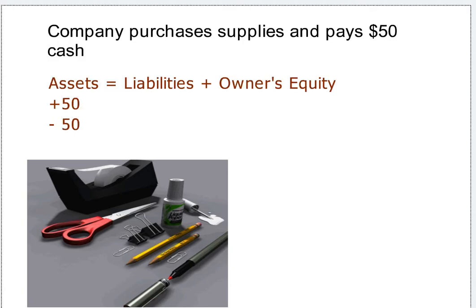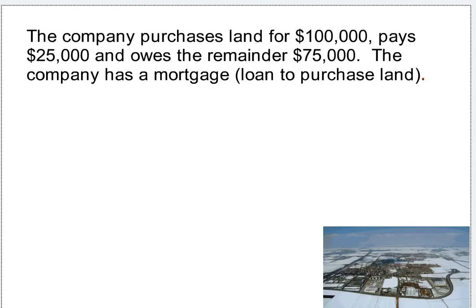Looking again at the accounting equation, assets equals liability plus owner's equity, you can see that assets have increased by $50 and decreased by $50, so therefore the equation remains balanced. Our last example uses more than two accounts.